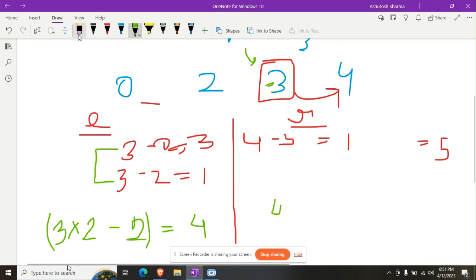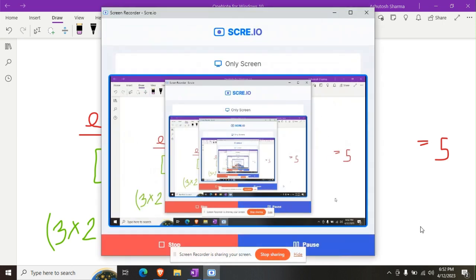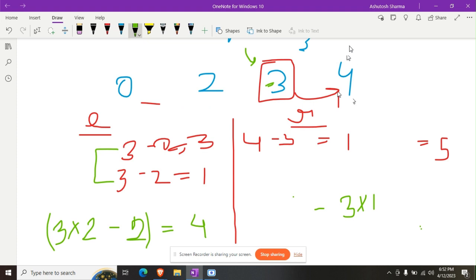Now, what am I going to do? I'm just going to do whatever we did in the left part, the same thing. 3 into the number of elements I have to the right of me, that is 1. And now comes the most important part: what is the summation of my right part? That is what I want to know. This is the most important part. So how do we find out the summation of the right part?